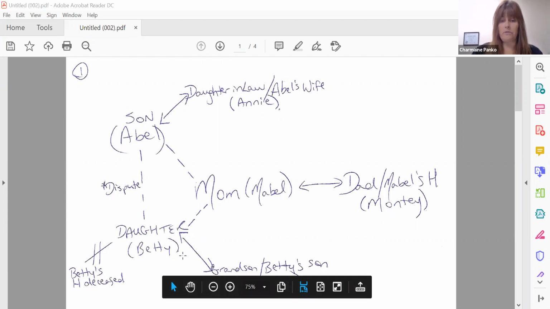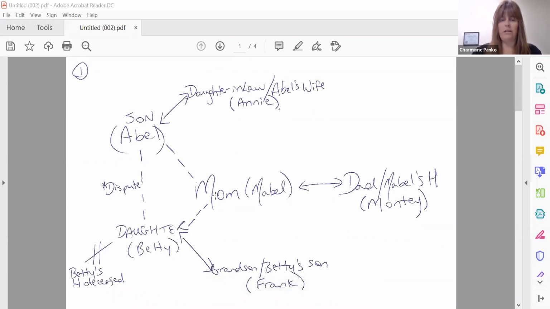Now, in my initial conversations, I've gathered some extra information here, and it turns out that there's also a dad in the picture. It's Mabel's husband. His name's Monty, and so dad and mom have a relationship, though it's not presenting as there being a dispute per se. I have some curiosity around what dad is thinking about the situation and what his relationship is like with mom. And in fact, I probably also have some interest in understanding dad's relationship with Betty, the daughter, as well as the son, Abel. I just don't have that drawn out on this particular map, but these are the things that would be going on in my mind.